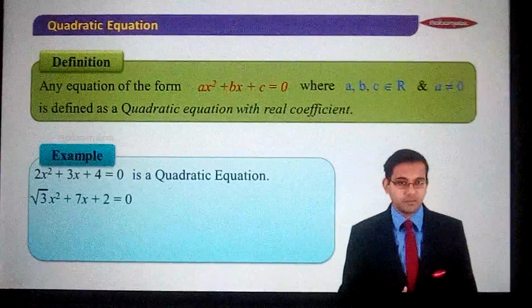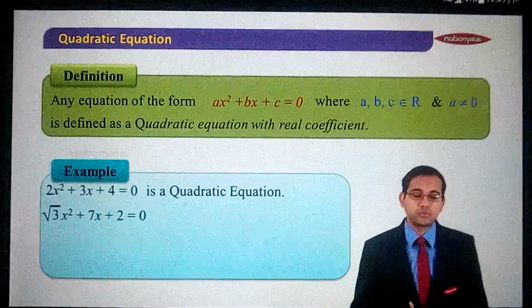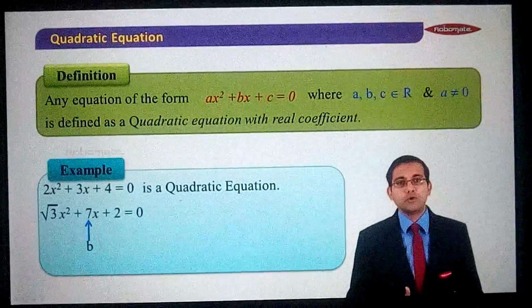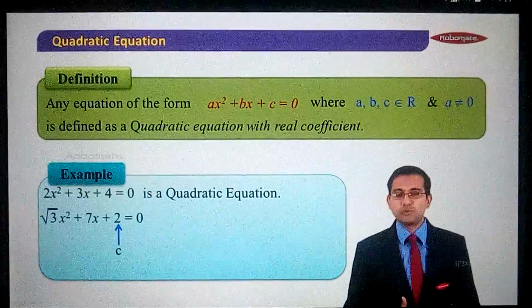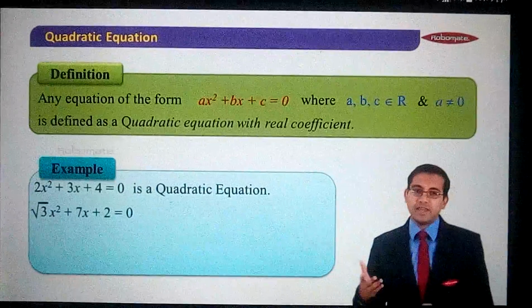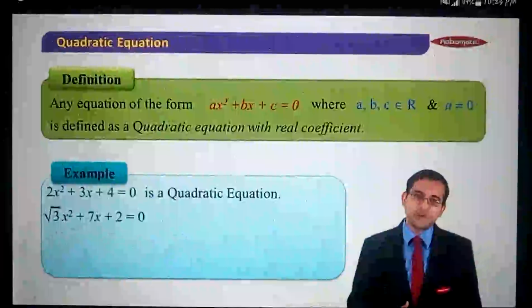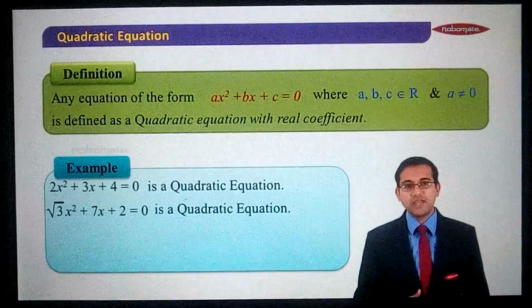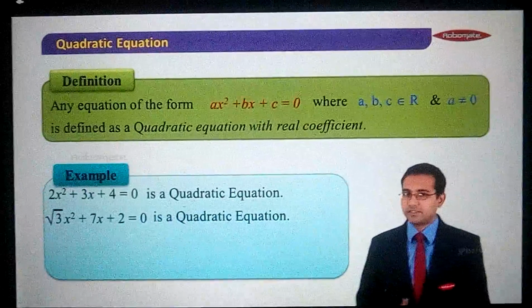Let us see the next example. Root 3 x square plus 7x plus 2 equals 0. Here also the coefficients root 3, 7 and 2 are real numbers. Again it is satisfying the definition of a quadratic equation, and hence we say that it is also a quadratic equation. Okay. Now let us see the next example. This is very interesting.